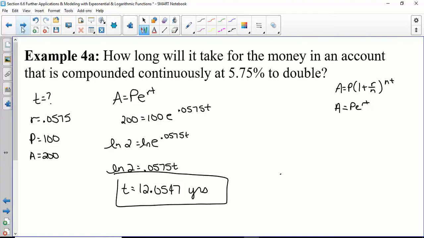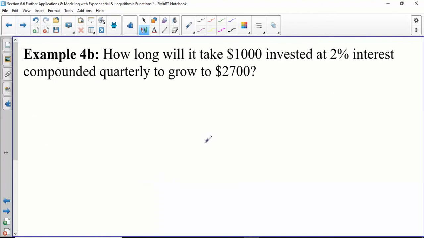Alright. Last problem, along the same lines, but I've switched it up. How long will it take $1,000 invested at 2% interest compounded quarterly to grow to 2,700? So what I have right now is my P, that's 1,000. My A, what I want to have in the future, is 2,700. My R, 2%, would be 0.02. Compounded quarterly, so that means my N is 4. It's not continuous interest, so we're using this one.